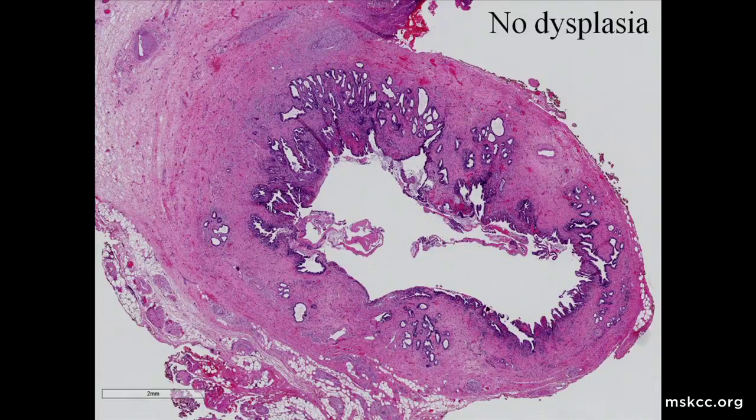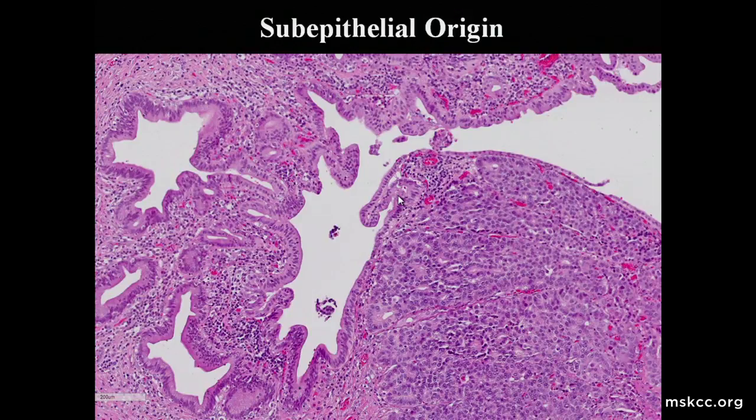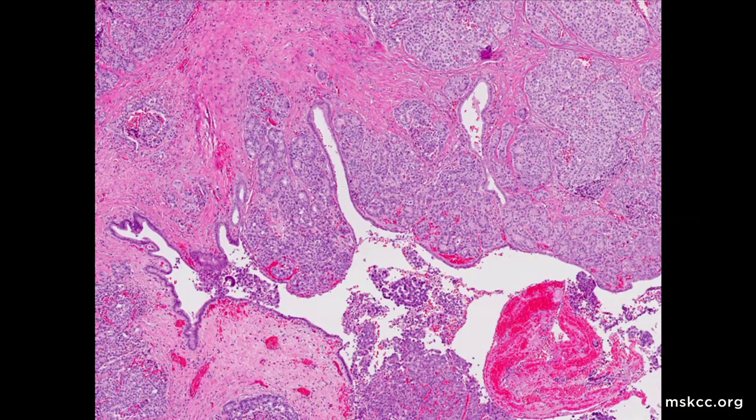Cholangiocarcinoma is usually derived from biliary epithelium with a precursor dysplasia. In this case, in the entirely submitted biliary tree, we do not see any dysplasia. Here's another view showing that the tumor is actually subepithelial in origin. The surface epithelium shows very mild atypia without metaplasia or dysplasia. Another view shows the tumor growing from the subepithelial region into the lumen, forming a polypoid mass.